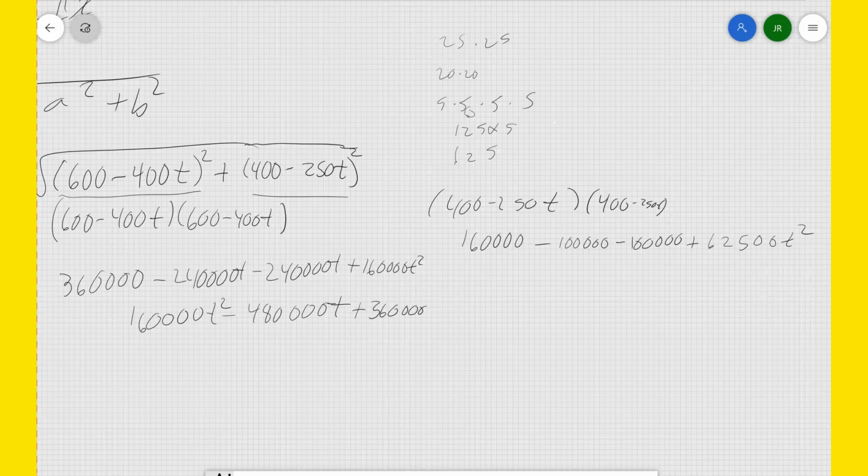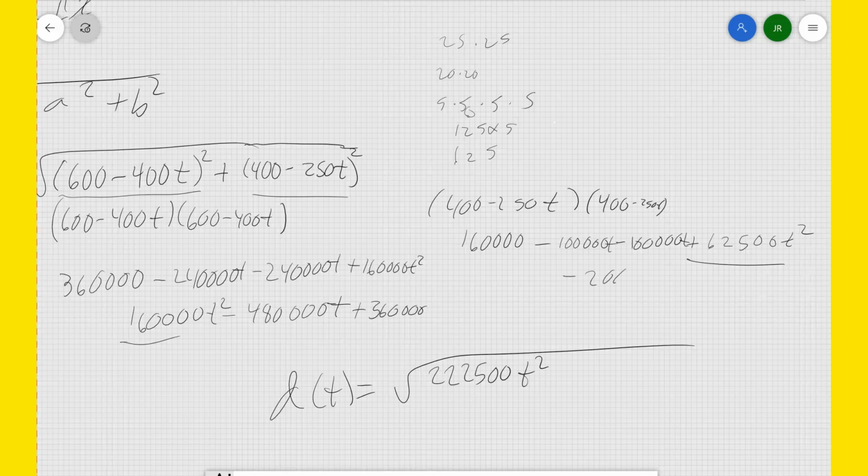625, 0, 0 plus 160,000. So d of t equals the square root of 222,500 t squared. That's when I added that with that. Now that's a 2 there, that's a 2 there. That's minus 200,000 t. So let me add that and that.